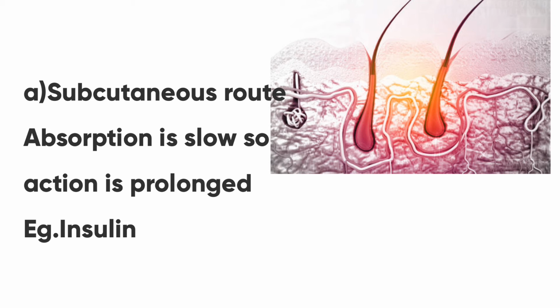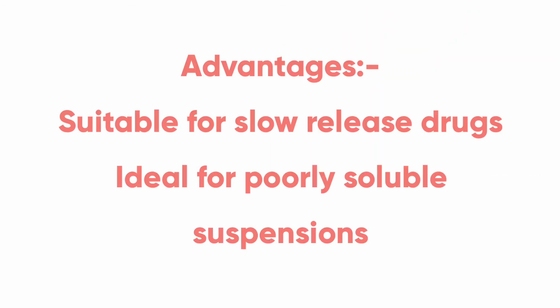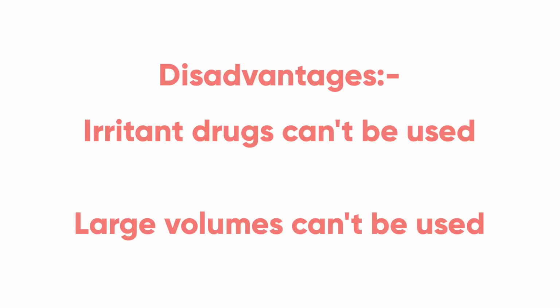Absorption is slow, so action is prolonged. So this method is particularly useful when continuous presence of drug in the tissue is needed over a long period of time. Example, insulin. Advantages of subcutaneous route: suitable for slow-release drugs, ideal for poorly soluble suspensions. Next, disadvantages: irritant drugs cannot be used, large volumes also cannot be used.